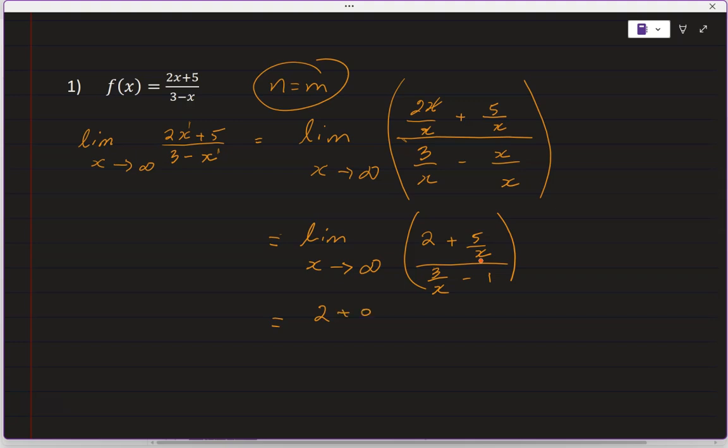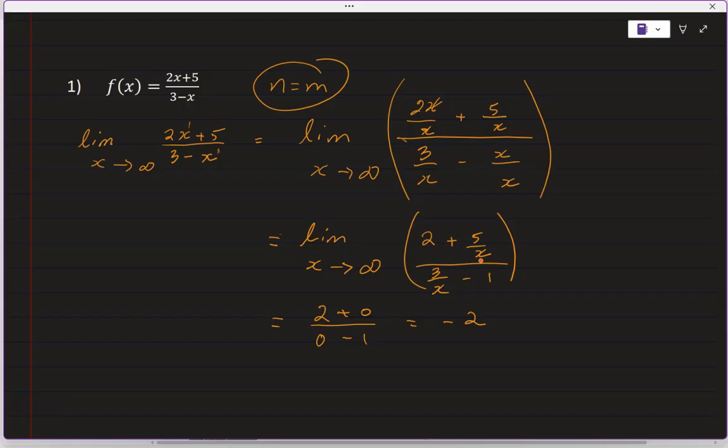So that's 0. We do the same thing with the 3 over x. 3 over x, x approaches infinity. This value, 3 over a huge number, that is 0, and then -1 stays -1, so the answer in here is -2, and so the limit of this function as x approaches infinity is -2.